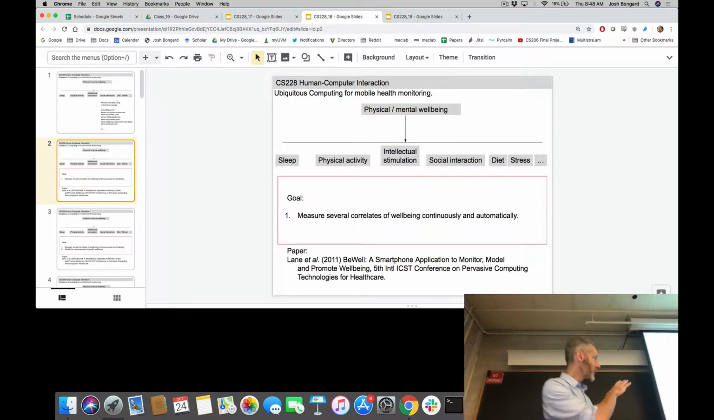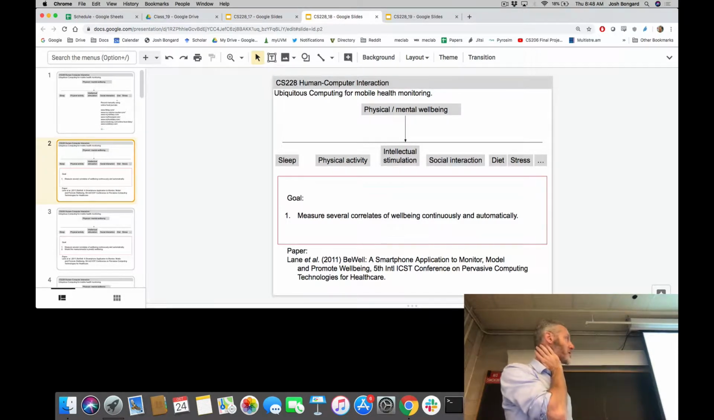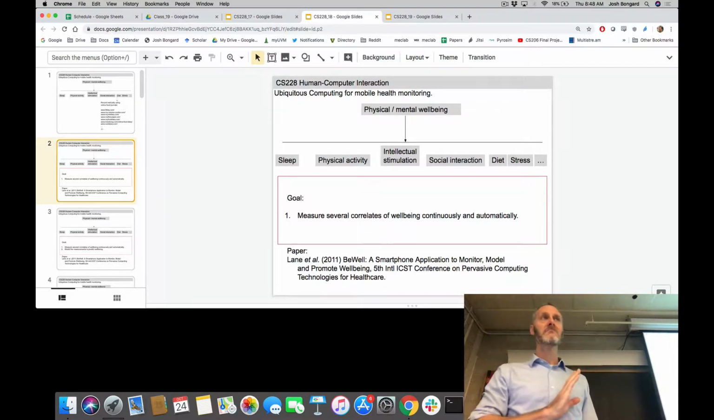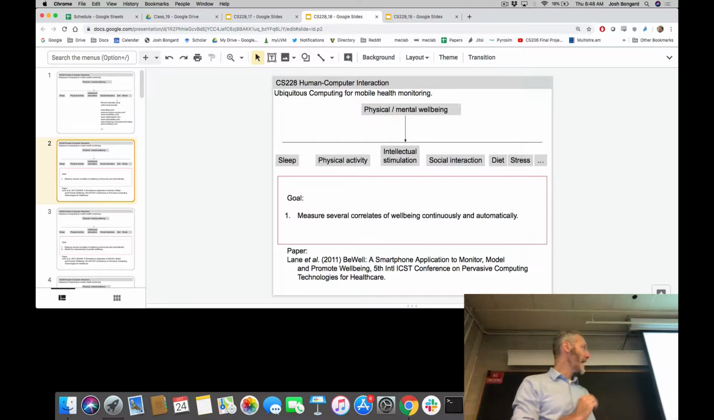So as I mentioned, we're going to look at what is now a bit of an older paper in this field, but one of the first attempts to try and measure some of these correlates of physical and well-being and use it to actually predict well-being. So we're going to see in a moment, they're going to directly measure several of the correlates of well-being. They're going to try and measure them as continuously and automatically as possible, right? Again, we want this to try and disappear into the background.